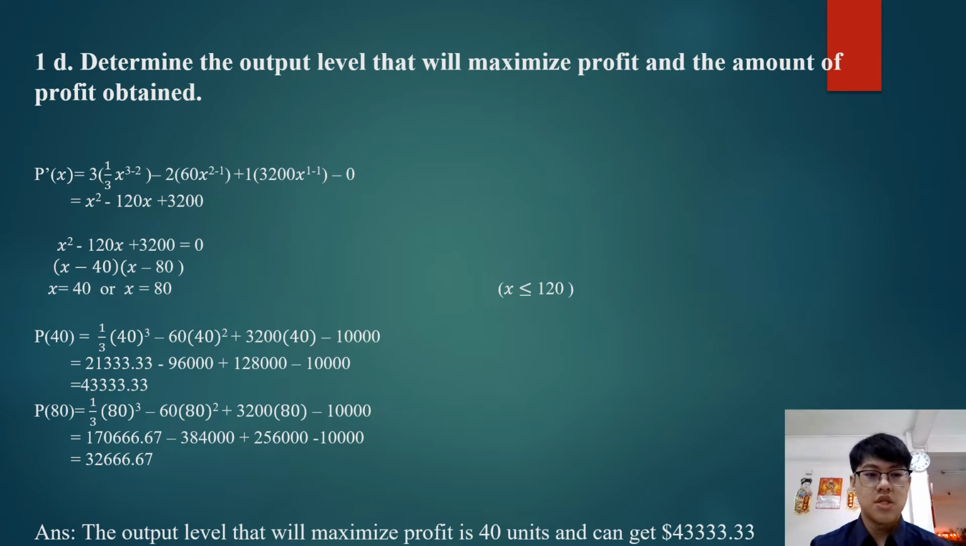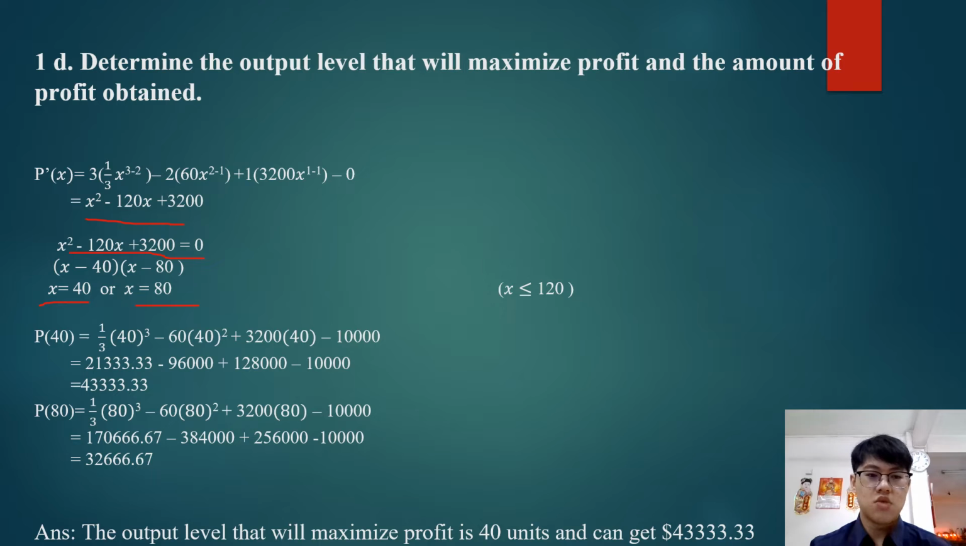Okay, for question 1d, determine the output level that will maximize profit and the amount of profit attained. For the first step, we differentiate the profit function, and we get x^2 - 120x + 3200. Then we set this function equal to 0, and we get two numbers: x = 40 or x = 80.